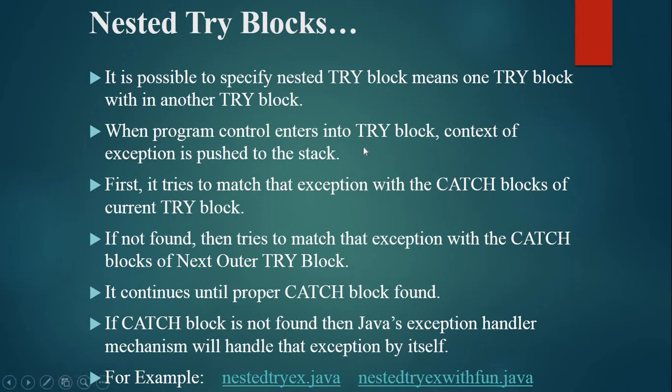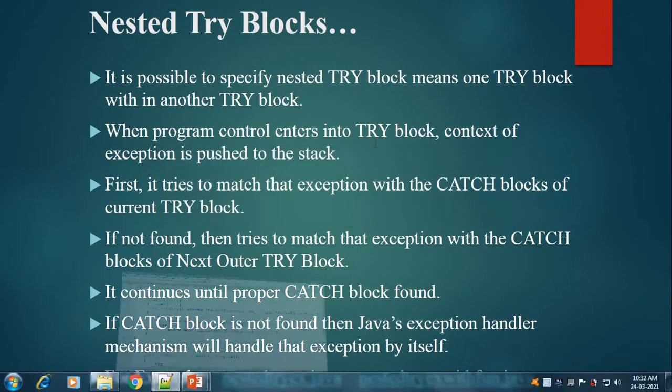When program control enters a try block, the context of the exception is pushed to the stack. First, it tries to match the exception with the catch blocks of the current try block. If not found, it tries to match the exception with the catch block of the next outer try block. It continues until a proper catch block is found. If no catch block is found, then Java's exception handling mechanism will handle that exception by itself. Okay, so for this we will see an example.